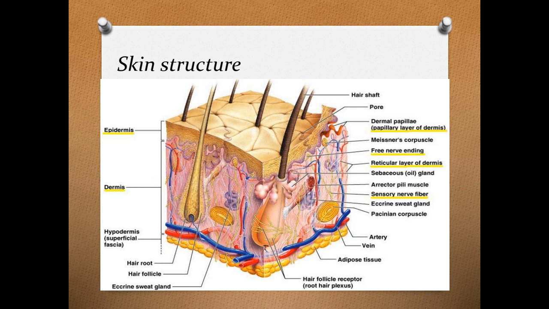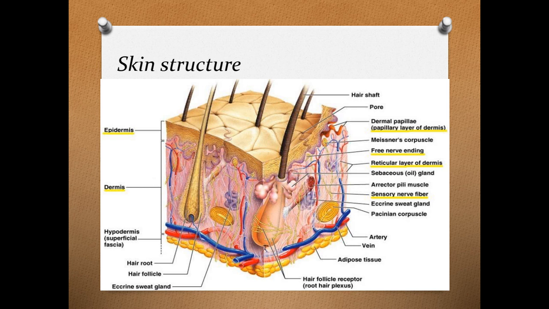It forms a port for the passage of hair follicles and hair and the pores of sweat glands, and also acts as a sensory structure through which we feel different types of sensation like pain.